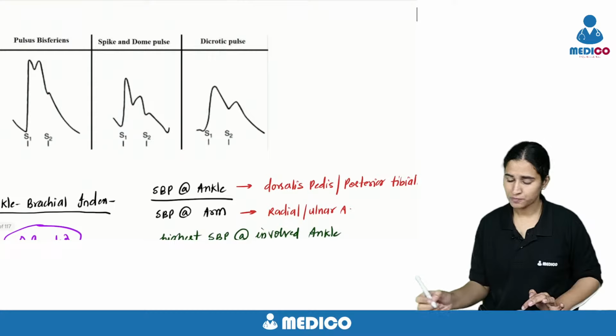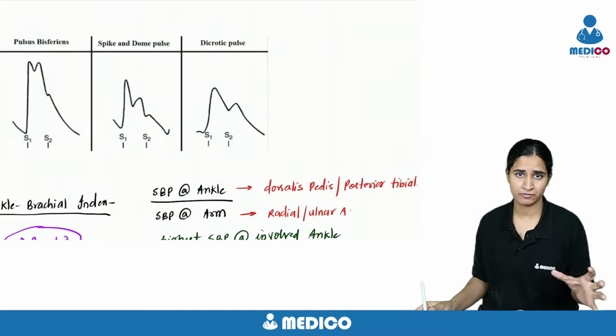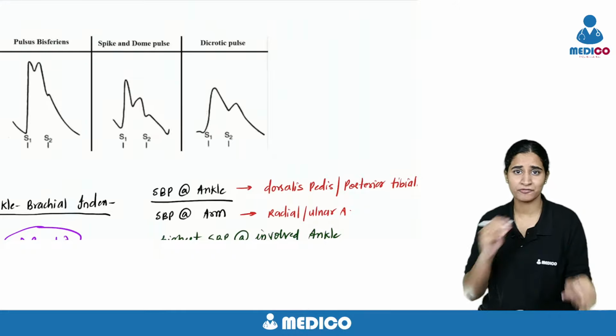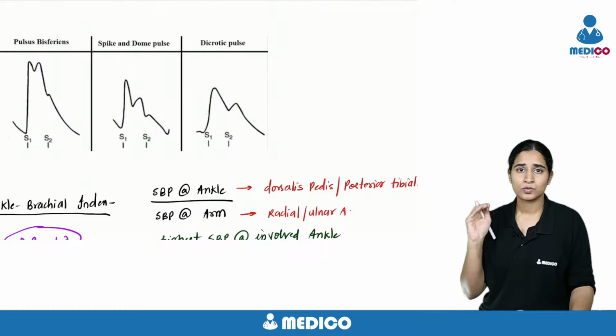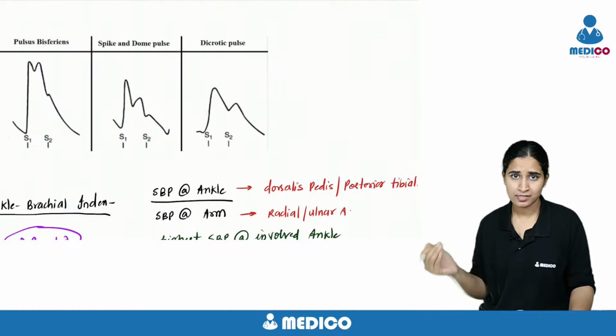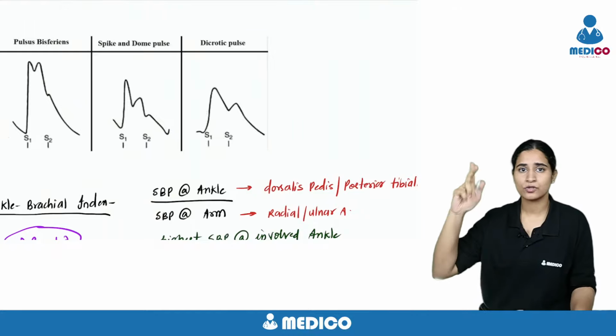Coming to different forms of pulses. In the question we have already discussed what is pulsus bisferiens. Pulsus bisferiens, the name itself is saying bis, a bi-peaked pulse in the systole. There is one more pulse called pulsus dicroticus. That is also a two-peak pulse, but one peak in systole and one peak in diastole.